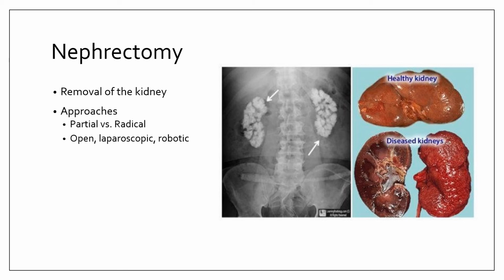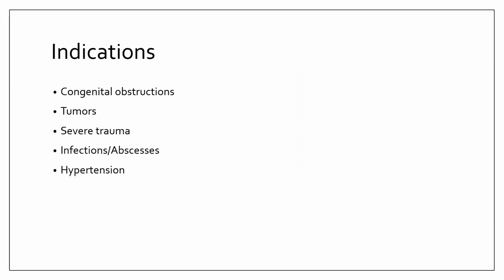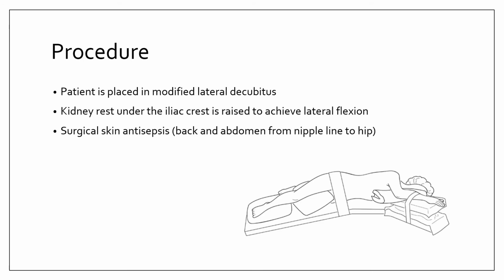This can be done open, laparoscopic, or robotic. Most of the time in North Kansas City, we are doing these robotically. Indications with this would be any congenital obstructions, any tumors in the kidneys, a severe trauma to the kidney, infections, abscesses, and sometimes even in the case of severe hypertension, they will remove the patient's kidney.